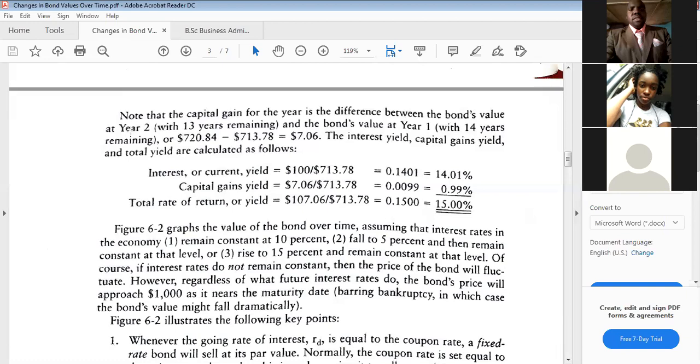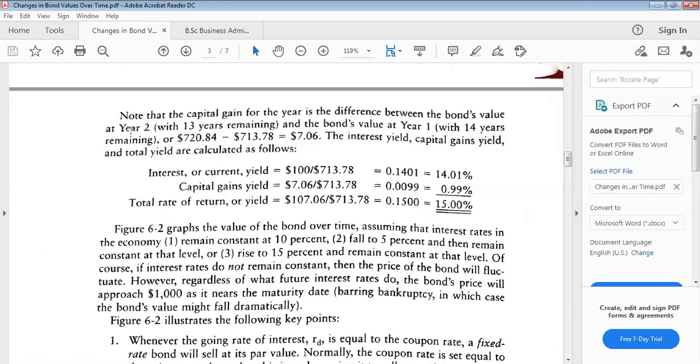Interest or current yield would be 100, which is the coupon amount, divided by 720.78. Capital gains yield will be 7.06 divided by 720.78, and that would be 0.99%. Total rate of return or yield: 107.06 divided by 713.78 equals 15% overall. All right.